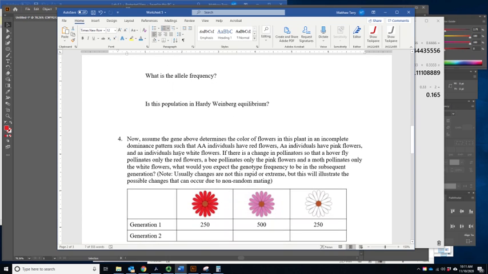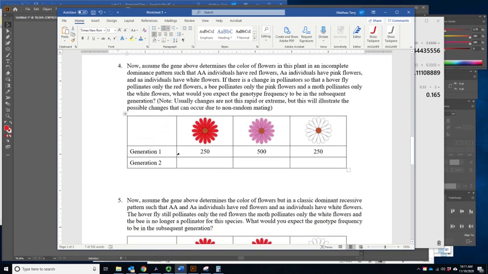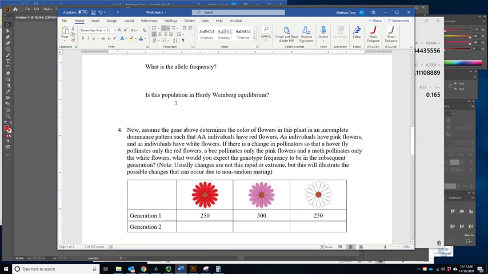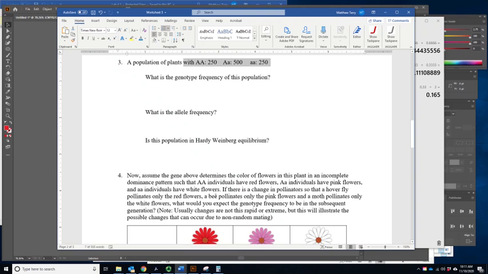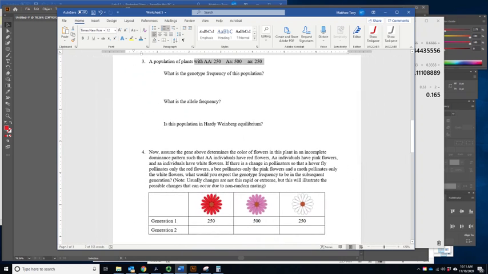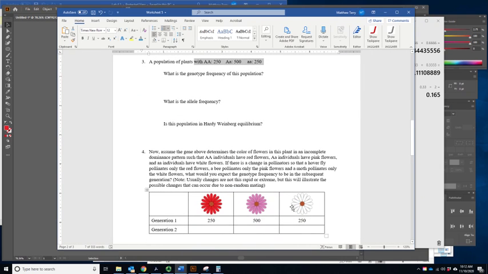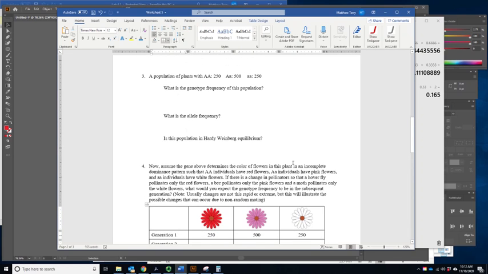But what we are going to do is follow up with that. I want to spend a little bit more time helping you through this follow-up. So now we are going to assume that this gene above determines the color of these flowers. And it does so in an incomplete dominant pattern, so that the big A individuals, represented here, have red flowers. The big A, little a, represented here, have pink flowers, and the little a have white flowers. And I've put the genotype counts here just for reference. That's our first generation that we measured.